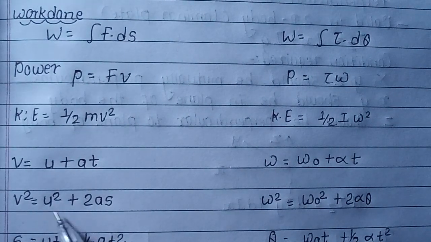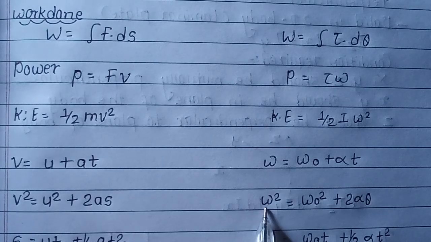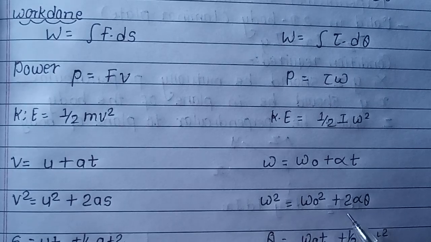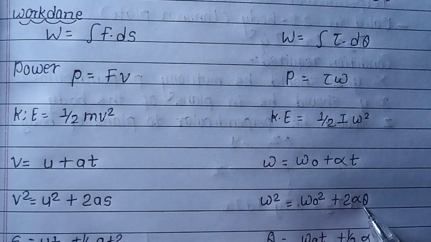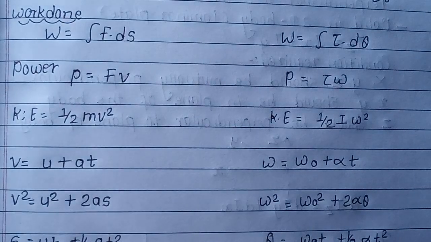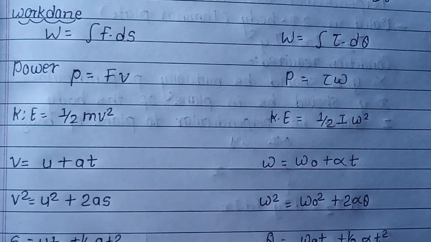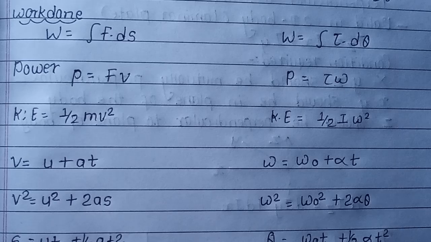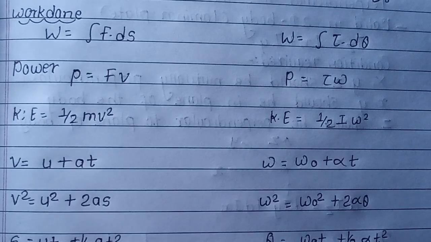v square equals u square plus 2as. Here, final omega square minus initial omega square equals 2 into alpha into theta. Theta represents angular displacement and alpha represents angular acceleration. Here s equals ut plus 1 by 2 a t square, where s is replaced by theta, u by the initial angular velocity, and alpha is the angular acceleration. And s_nth equals u plus a by 2 into (2n minus 1).